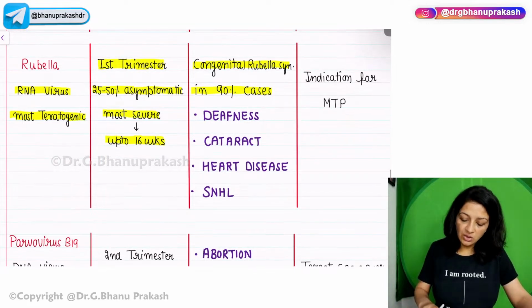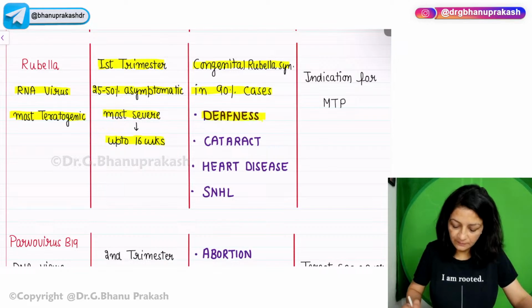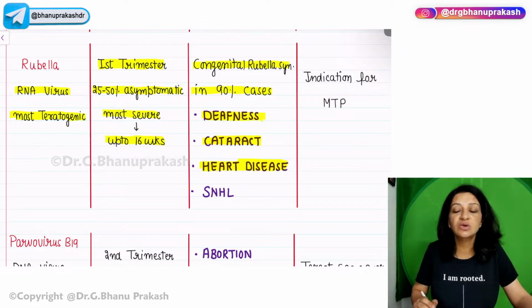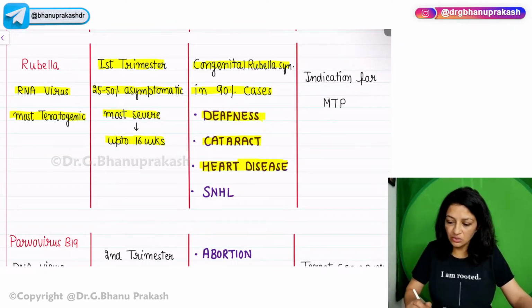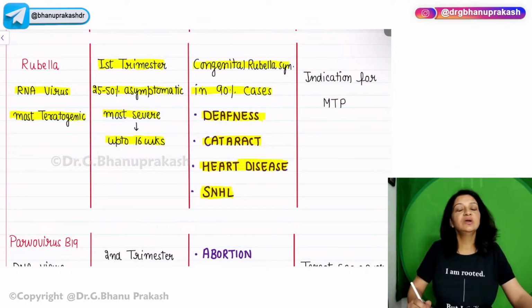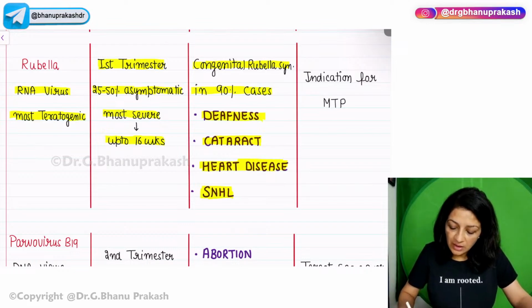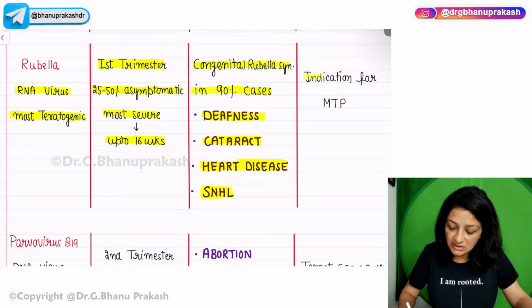So what will we find in congenital rubella syndrome? Deafness, cataract and heart disease. Heart disease we will find only in case of congenital rubella syndrome. Yes, PDA, Dr. Bhuwana, PDA in rubella, and SNHL, sensorineural hearing loss. If a fetus has congenital rubella syndrome, then it is an indication for MTP.